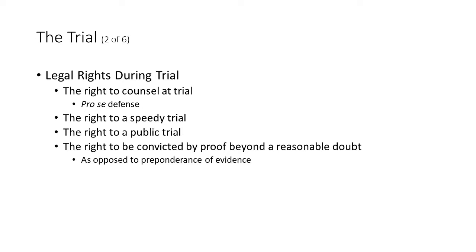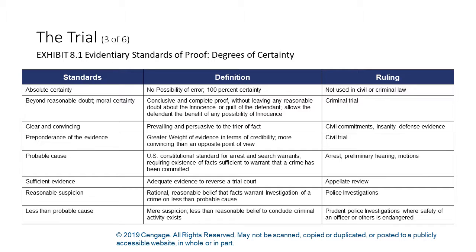There is a diagram on my nice slide here for you that outlines the various standards of proof, their definition, and where they fall in rulings. I like how they described absolute certainty, which is not a standard of proof. And then we have beyond a reasonable doubt, clear and convincing evidence, preponderance of the evidence, probable cause, sufficient evidence, reasonable suspicion, and then less than probable cause or mere suspicion.